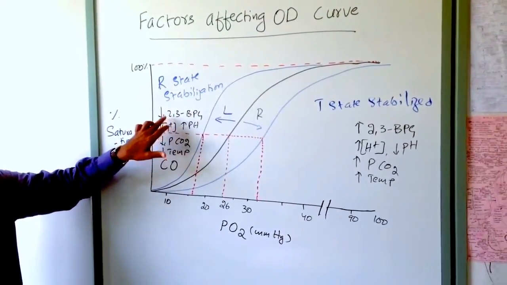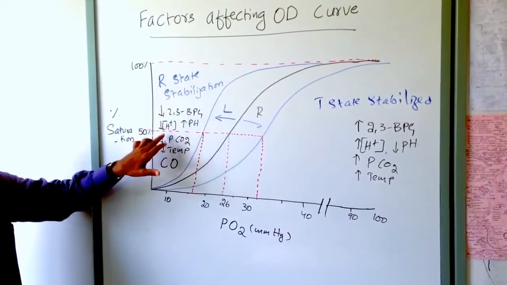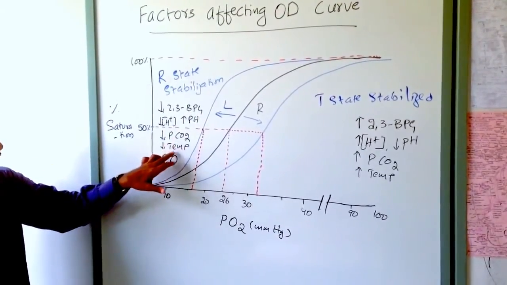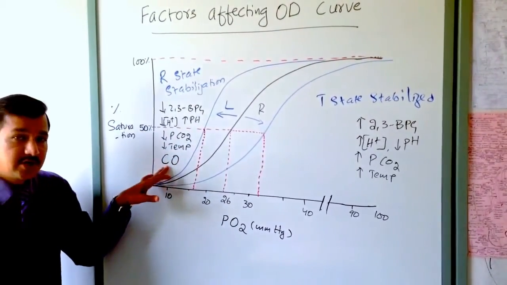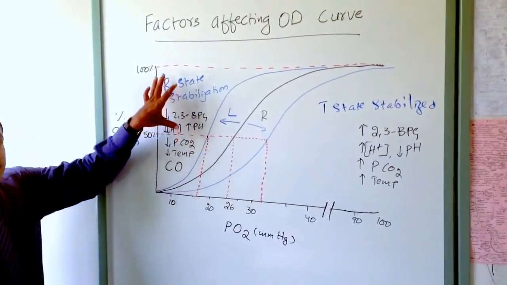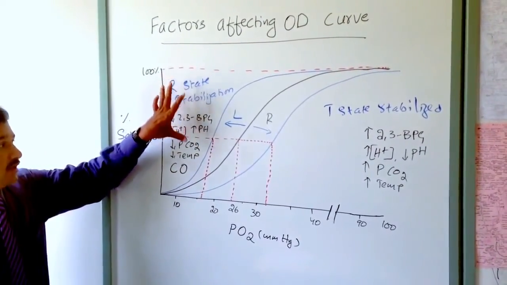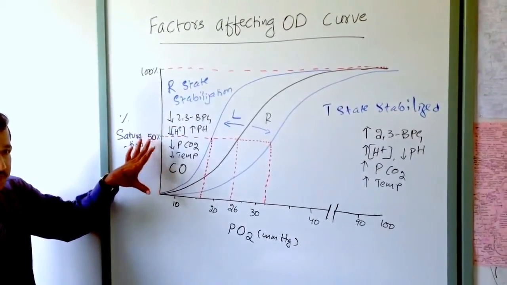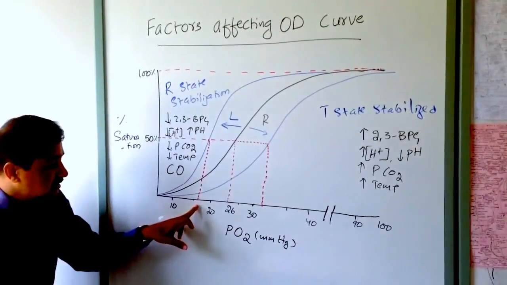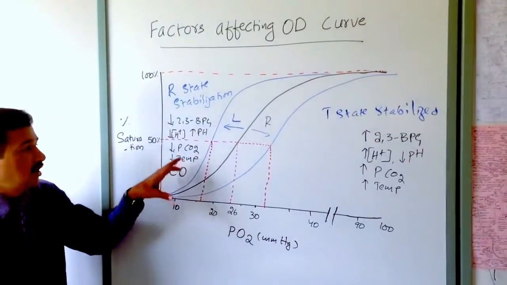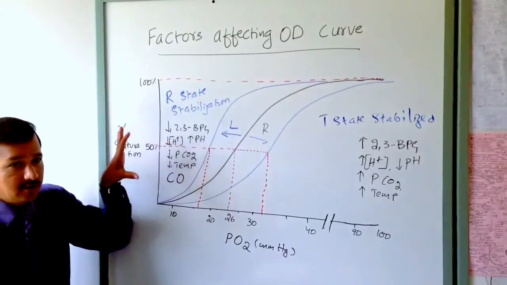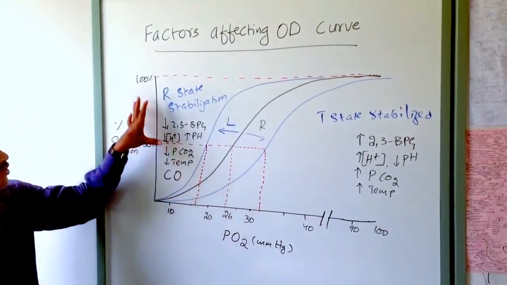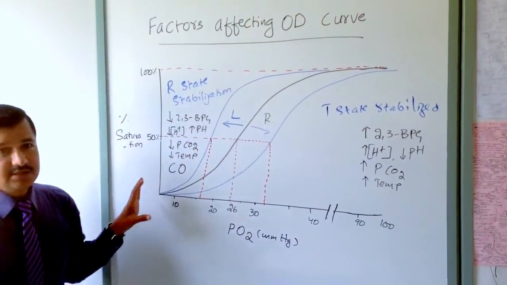Those are the factors like: a decrease in 2,3 BPG, a decrease in H plus ion concentration meaning an increase in pH, a decrease in PCO2, a decrease in temperature, and the presence of carbon monoxide. They all will stabilize the R state of hemoglobin, and in the presence of these factors, to reach 50% saturation you need less partial pressure of oxygen. It means that the oxygen affinity of hemoglobin is increased. So that's all about the factors affecting the oxygen dissociation curve.